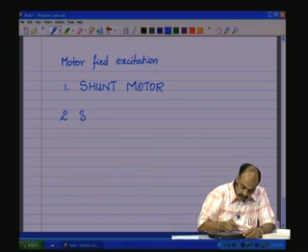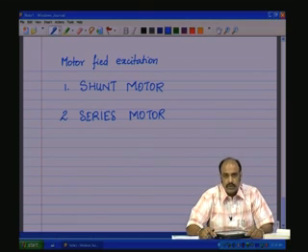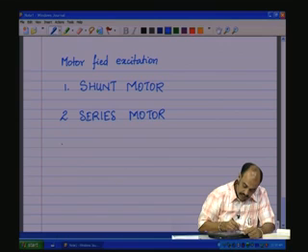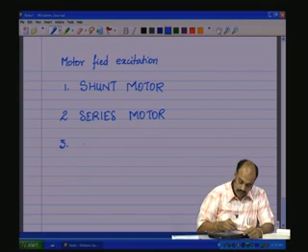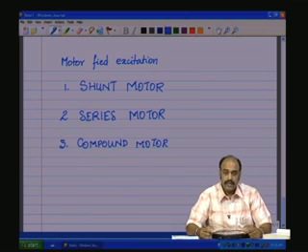The series motor is a motor wherein the field coil is connected in series with the armature winding, and thereby the armature current flows through the field. And third is the compound motor. In the case of the compound motor, as the name suggests, it is a mix of both.